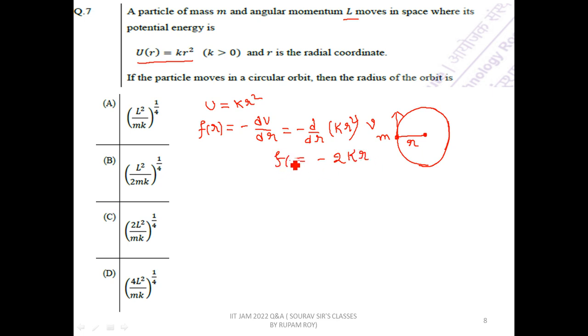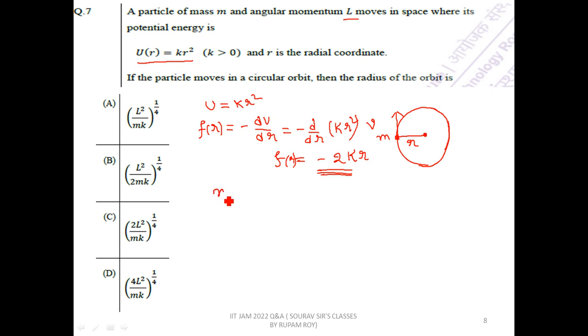F of r is equal to minus 2 k r, and the negative sign represents attractive force. So this is negative, means this force is an attractive force. So we get the force. Now this force supplies the necessary centripetal force to this particle for moving in a circular path.